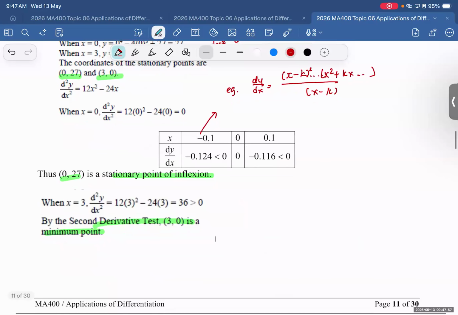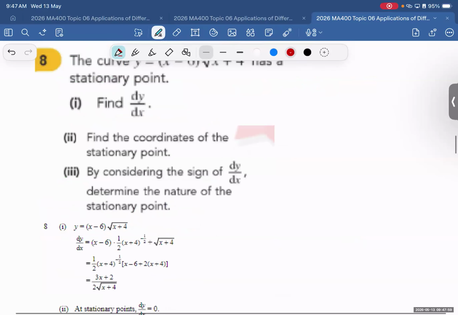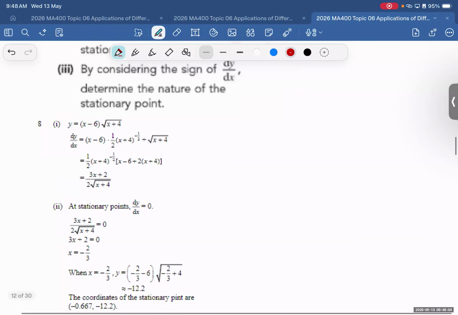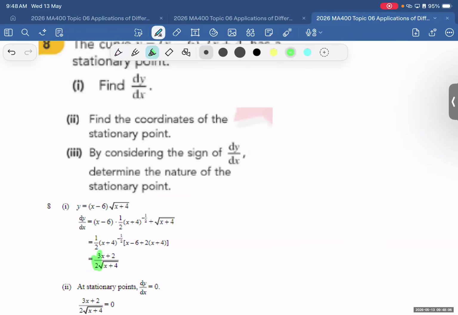Okay. I believe execution-wise, you're all very good. I just touch on concept. Okay, dy/dx. Question 8. Question 8.